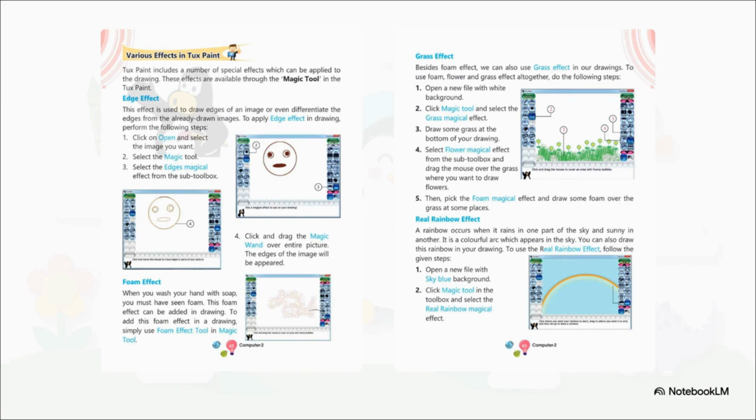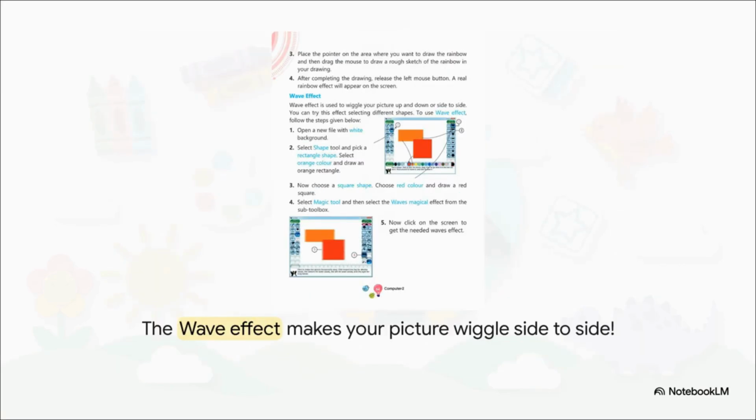If you're building a nature scene, you can draw lush grass along the bottom, pop some flowers right on top of it, and then drag your mouse in a big arc to paint a real rainbow across a blue sky. Want to add some movement to those static shapes? You've got to check out the wave effect.